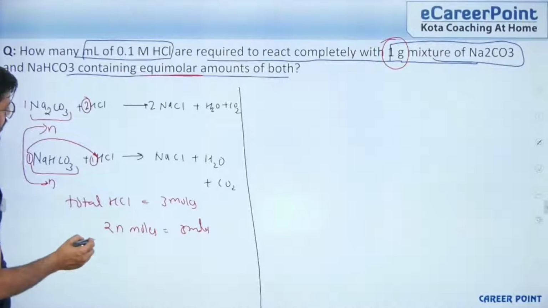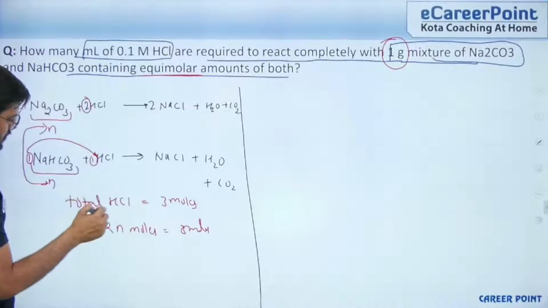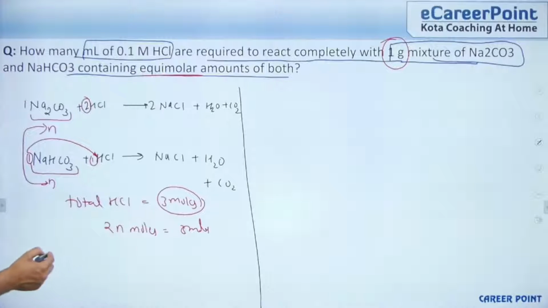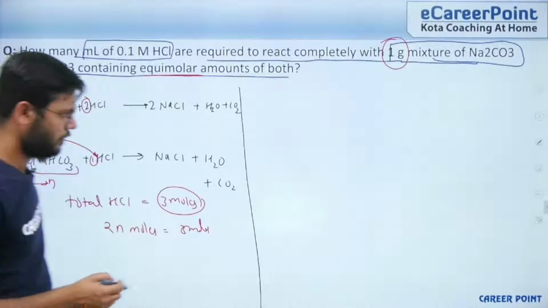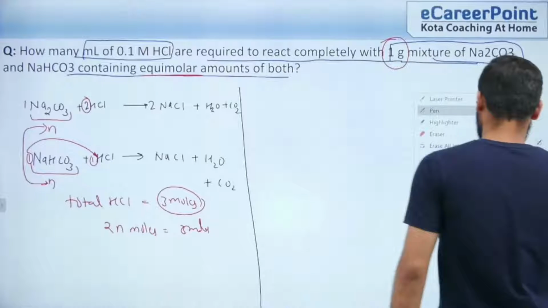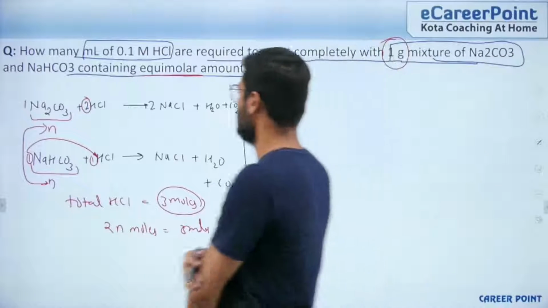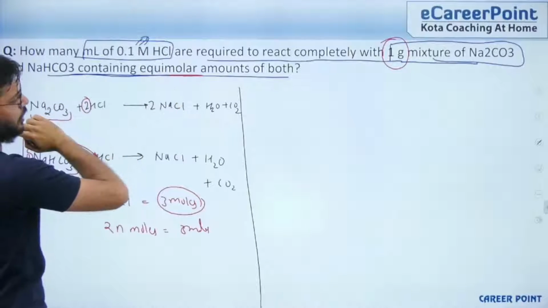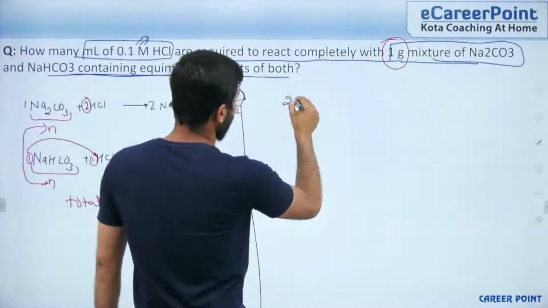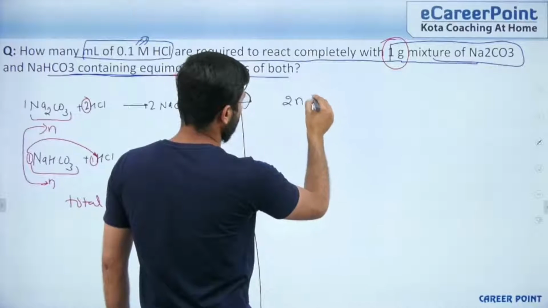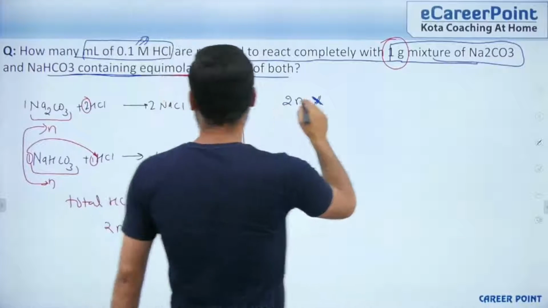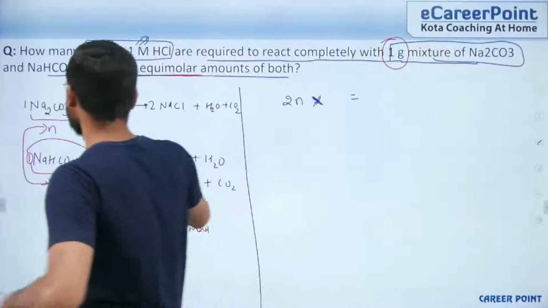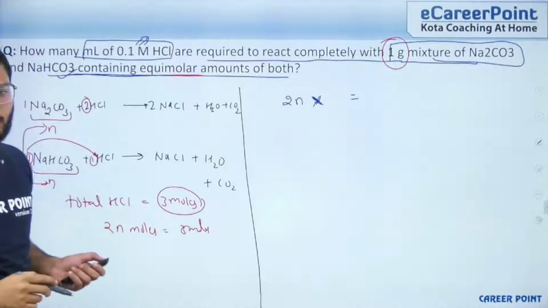So now we require 3 mole of HCl in this case, and we know the total amount. So we can just compare this with the equimolar amount. We can compare 2n number of moles to 3 moles of HCl. We can just compare it and you can calculate the weight of the mixture.